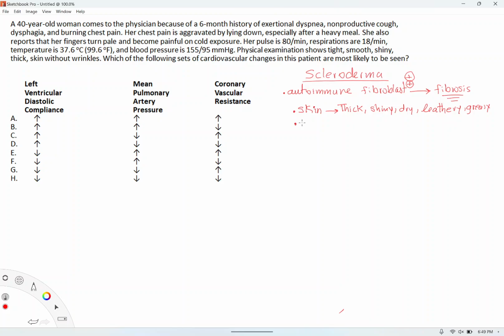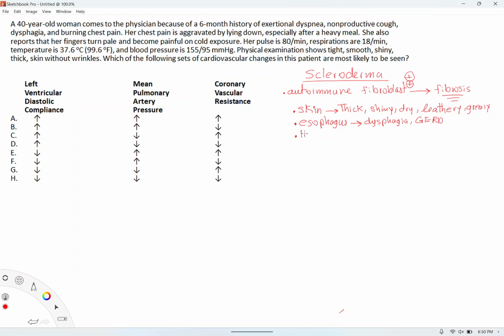Next thing that's really commonly involved is the esophagus. And guess what happens in the esophagus? Esophageal dysmotility increases. Remember, the smooth muscle of the esophagus, if it goes through fibrosis, becomes stiff. If it becomes stiff, peristalsis is affected, so it leads to dysphagia. Swallowing becomes difficult. In addition to that, the LES is affected, so it can lead to acid reflux or GERD. So that would be the esophagus.